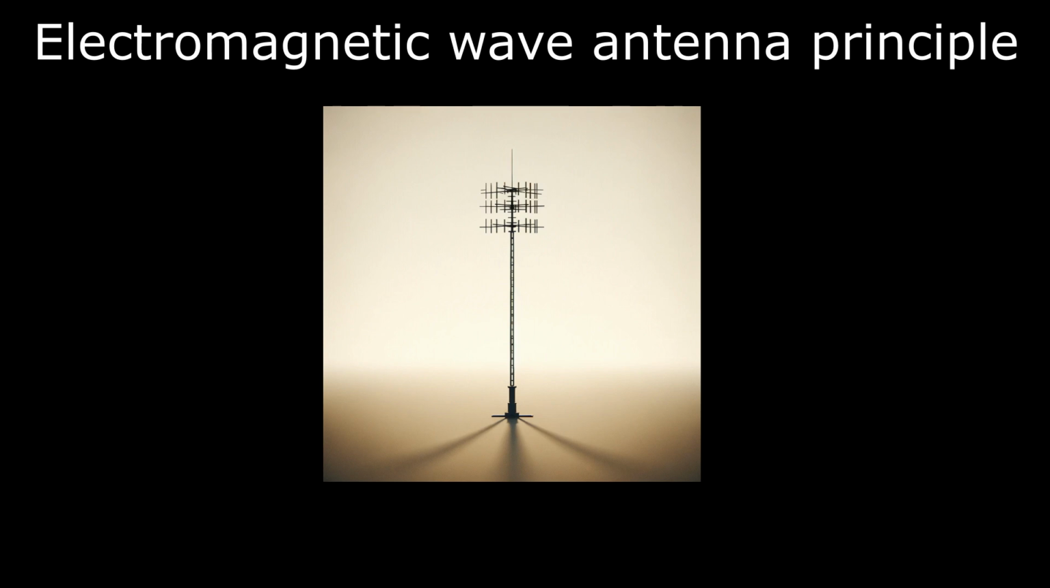Function of the antenna. An electromagnetic wave antenna is specifically designed to interact with electromagnetic waves. When electromagnetic waves reach the antenna, they induce changes in the electric field and magnetic field on the antenna's conductor elements. This change in the electric and magnetic fields results in the generation of electric currents within the antenna, effectively converting the energy of the electromagnetic wave into the electric signal, or vice versa, converting the electric signal into the electromagnetic wave for transmission.